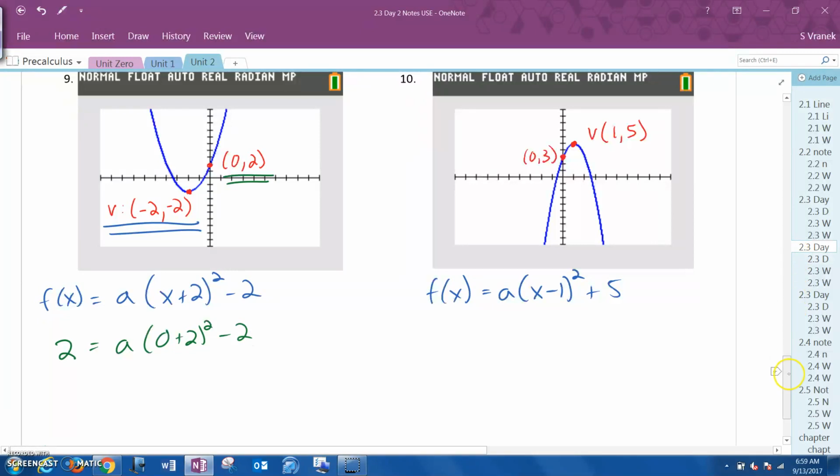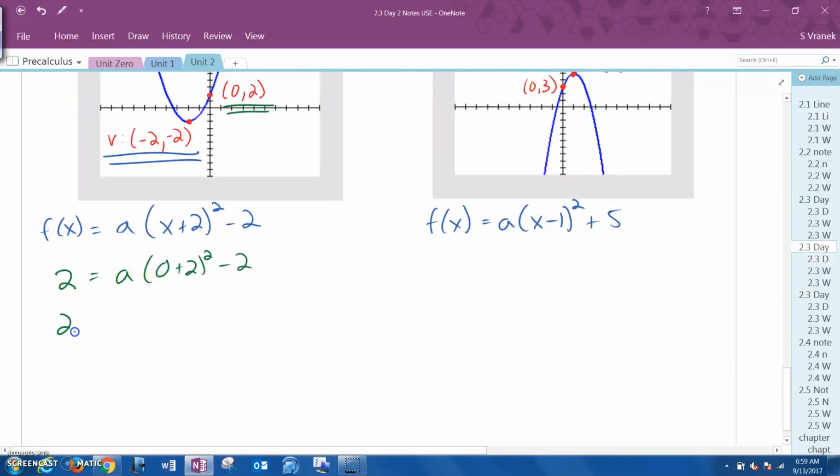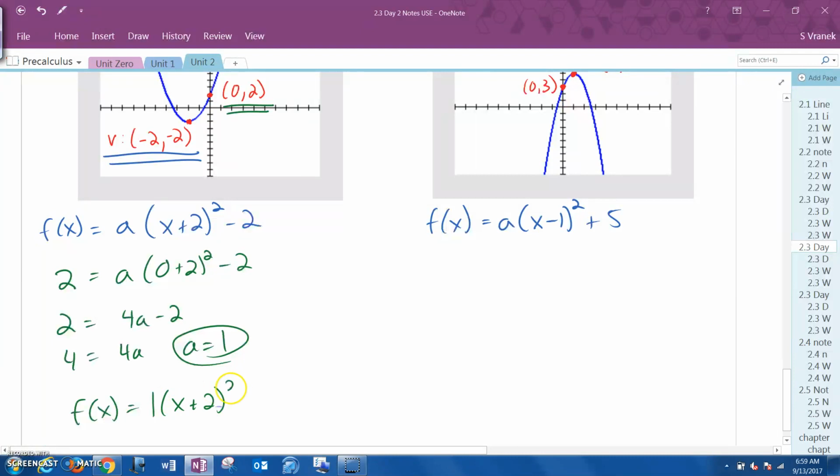And then we can solve for a. So we get 2 is equal to 2 squared is 4a minus 2. 4 is equal to 4a, which means a is equal to 1. So the last step is take that and just rewrite it into the first one. F of x equals 1 times x plus 2 squared minus 2. So that is the quadratic in vertex form.